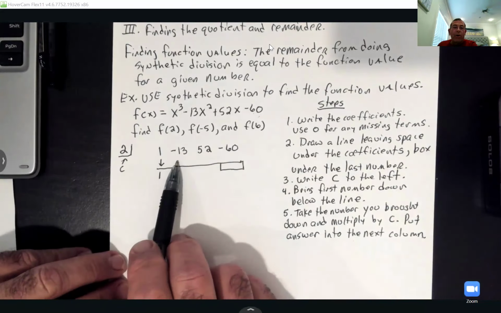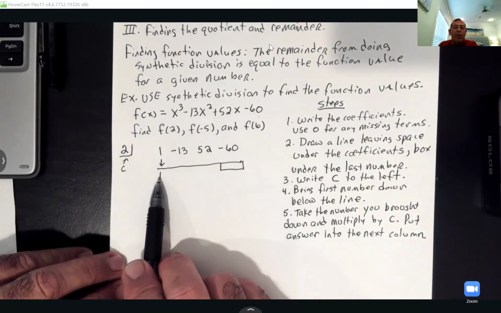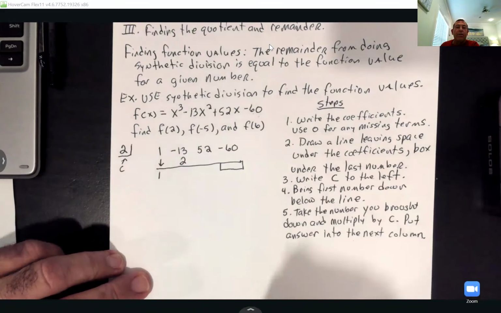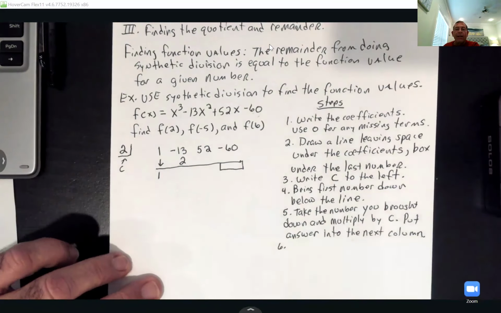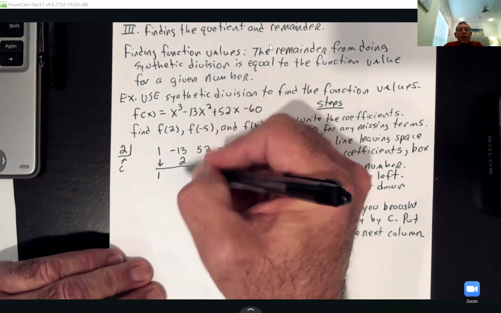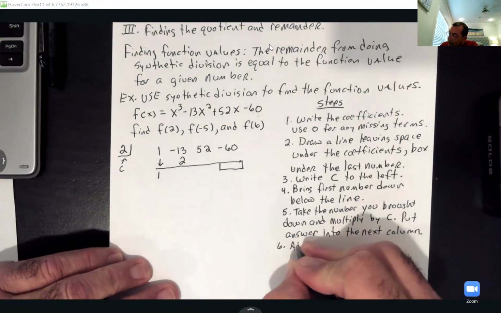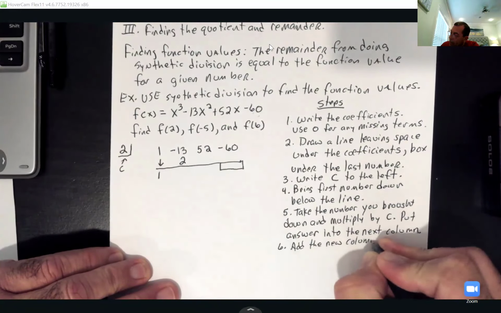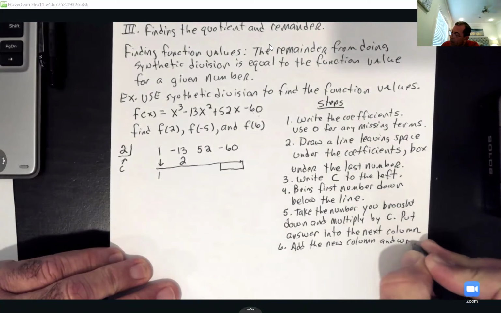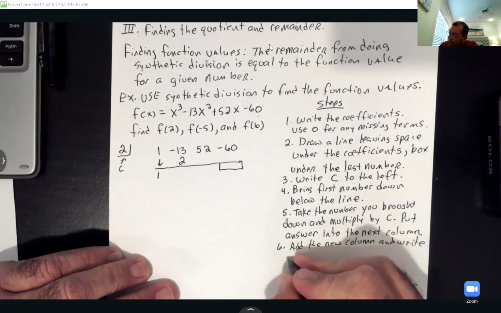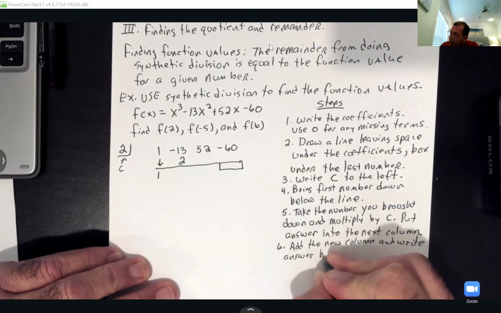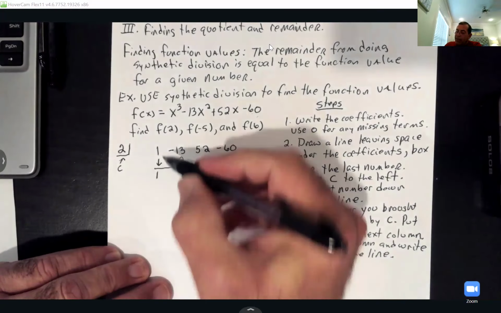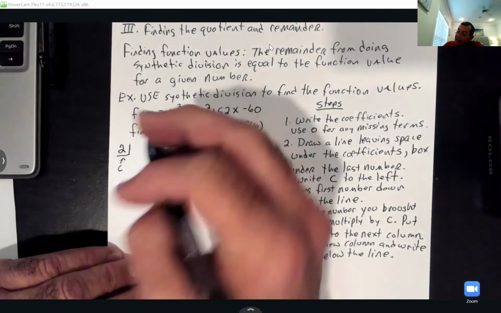Okay, so watch. It's going to go under that negative 13. So we're going to multiply the number we brought down by C, which is 2. So 1 times 2 is 2. Next step, we're going to add that column and bring the number below the line. Add the new column and write the answer below the line. All right, so I'm going to add negative 13 and 2, which gives me a negative 11.